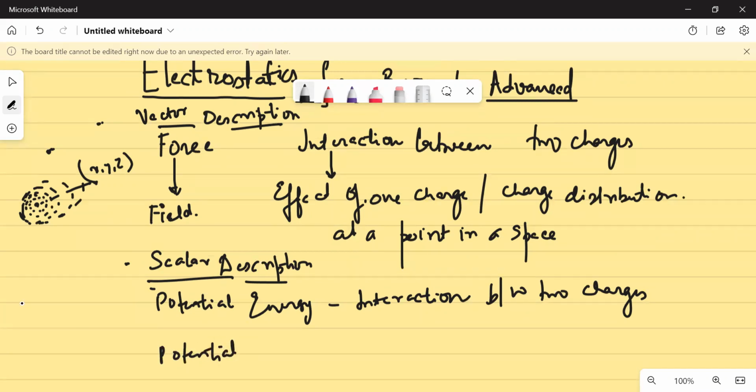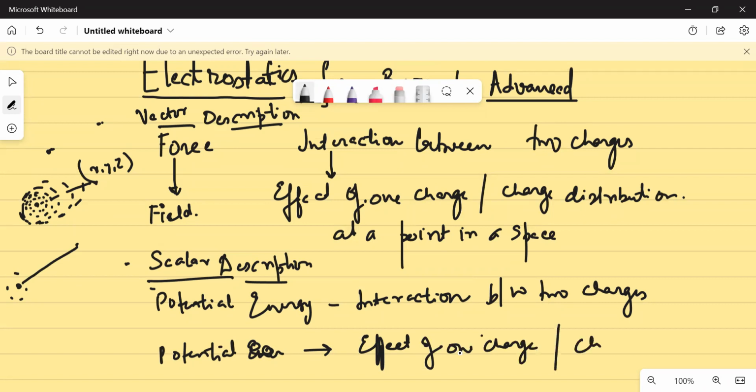Now, if you want to find the effect of one charge or a charge distribution at a point in space, then this potential energy is replaced by something called potential. So what does potential represent? Potential represents the effect of one charge, or a charge distribution, at a point in space.